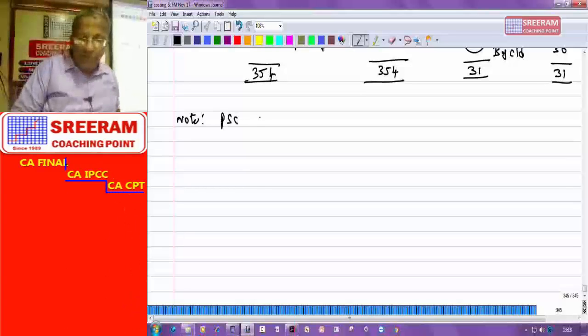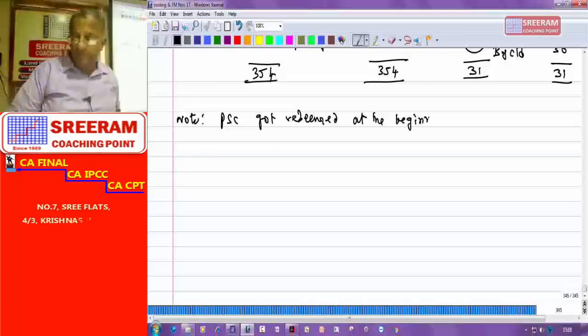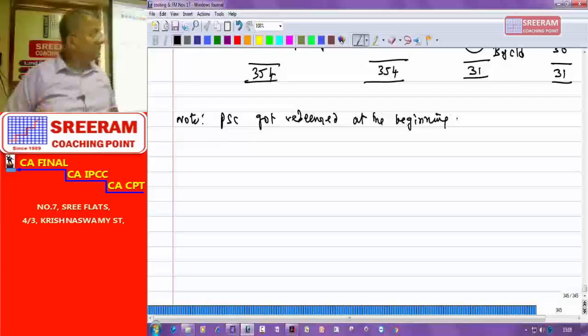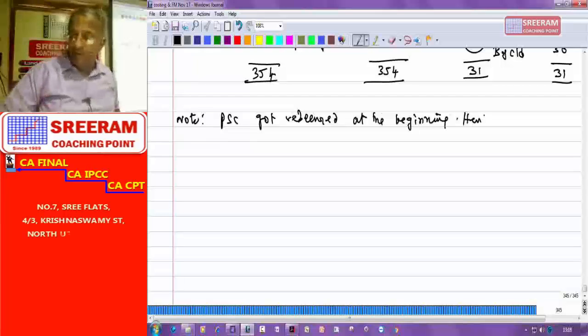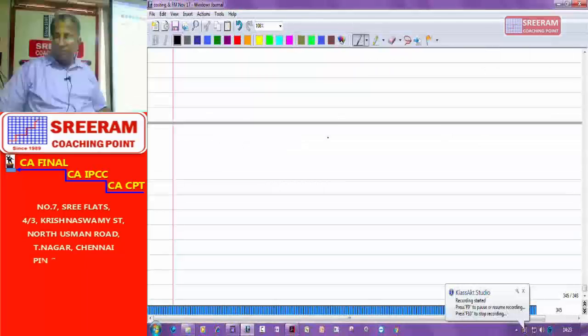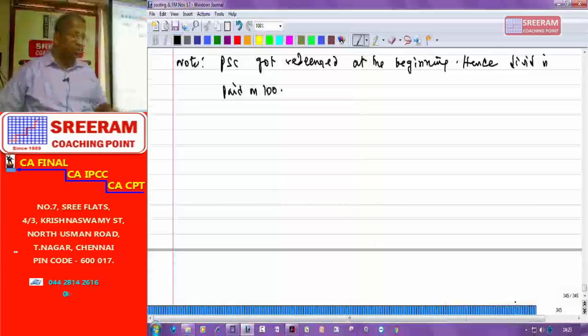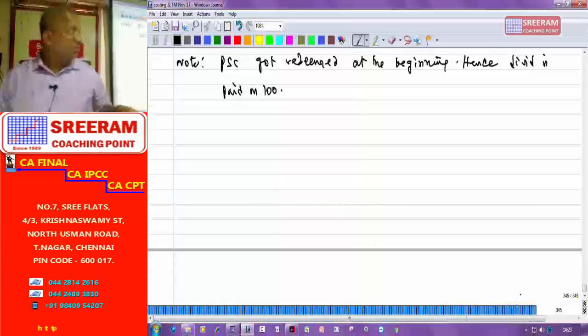Preference share capital got redeemed at the beginning. Hence, dividend is paid on 100. See, the same problem that we have solved before lunch, now we will continue for cash flow.